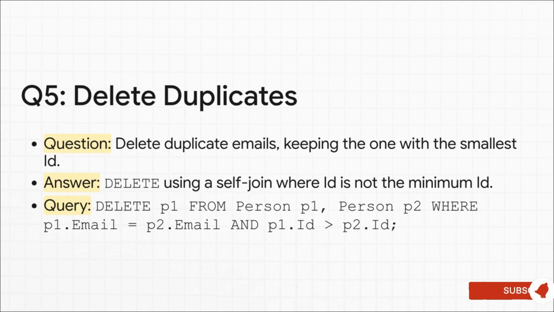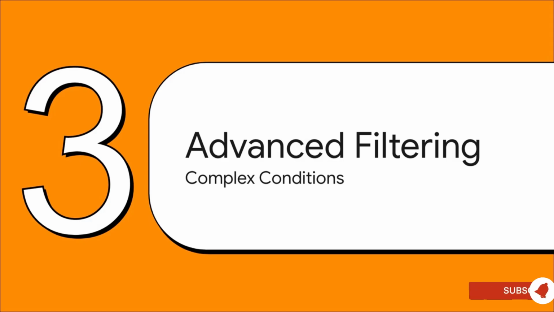This tells the delete statement to remove the row from P1 only if it finds a row in P2 that has the same email but a smaller ID. It's a really smart way to protect the original record and delete all the copies. Excellent. We are flying through these.